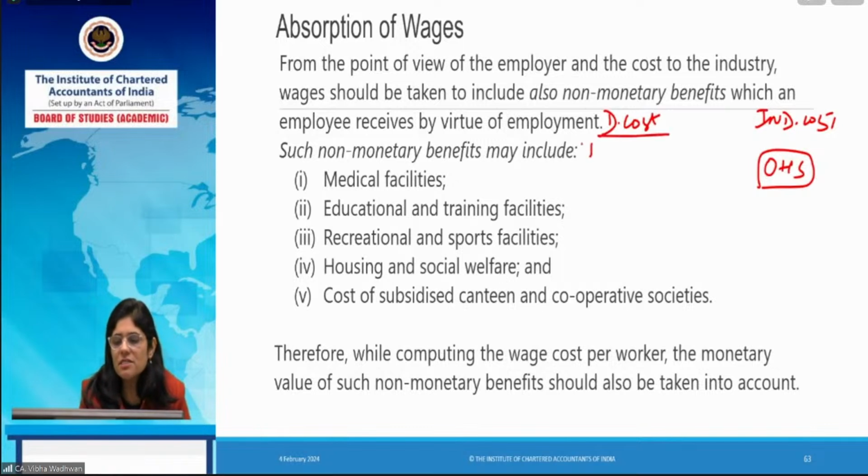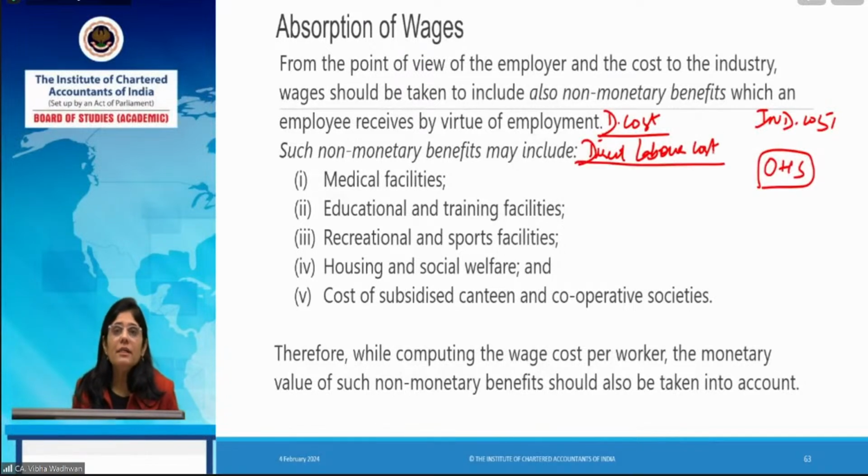Direct cost means direct labor cost. We are talking about direct labor cost. So now the question arises, how should the direct labor cost be absorbed? Is the entire labor cost which we are paying to direct workers part of cost of production, or should some part be treated as overheads? I repeat, this is very, very important. How the wages should be absorbed in the costing.